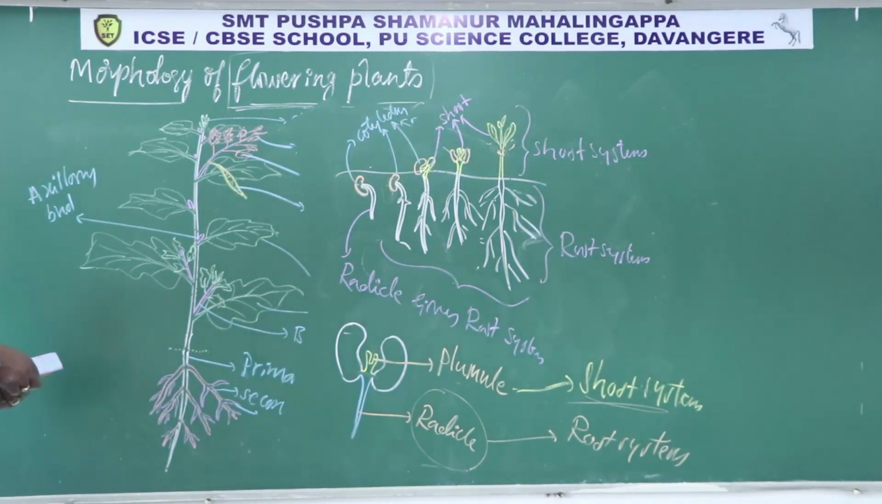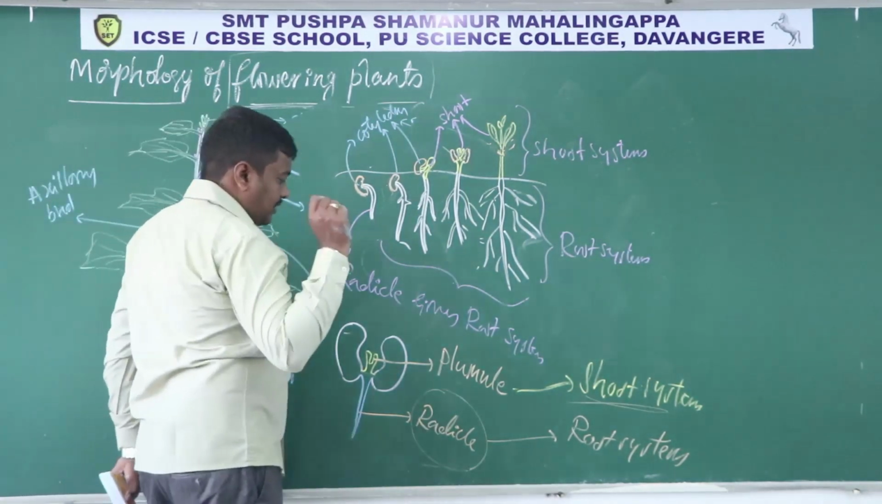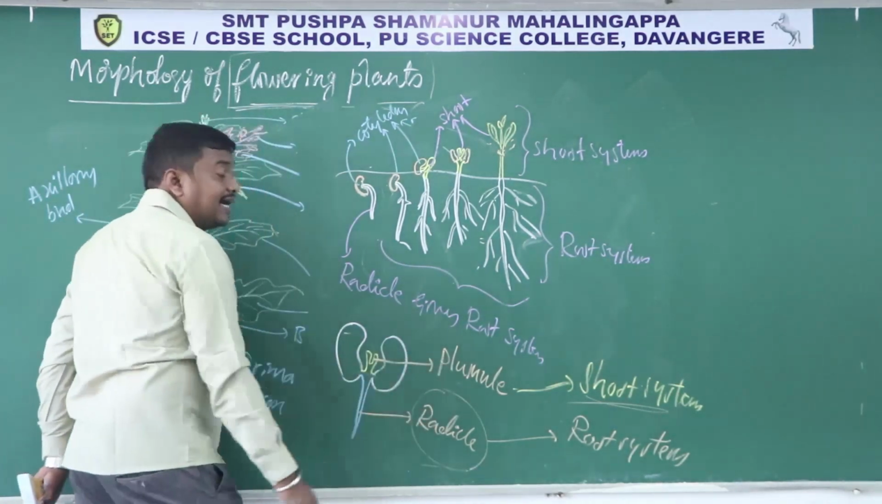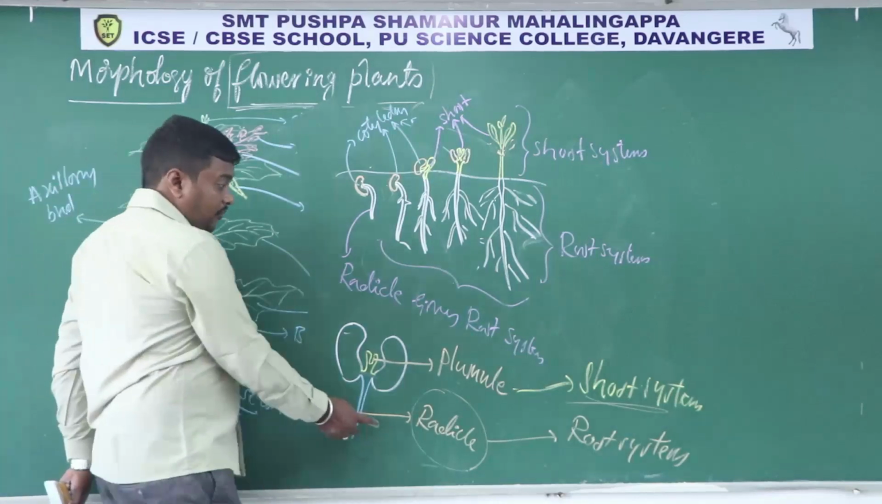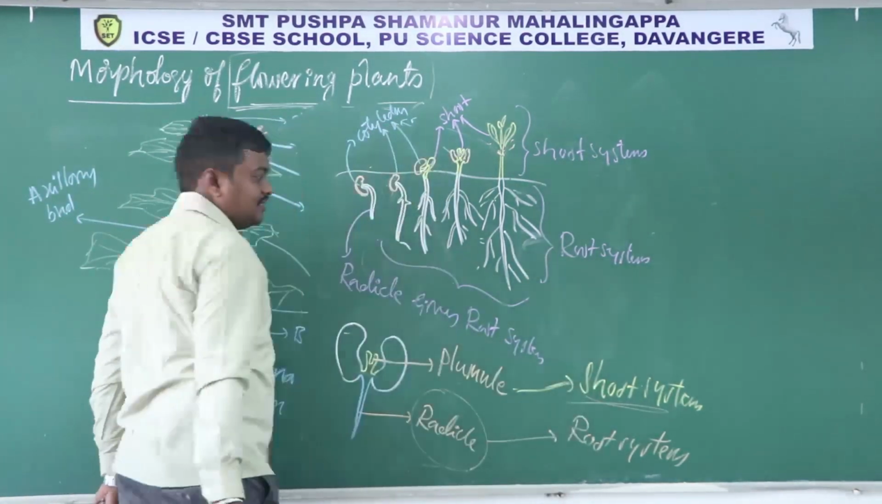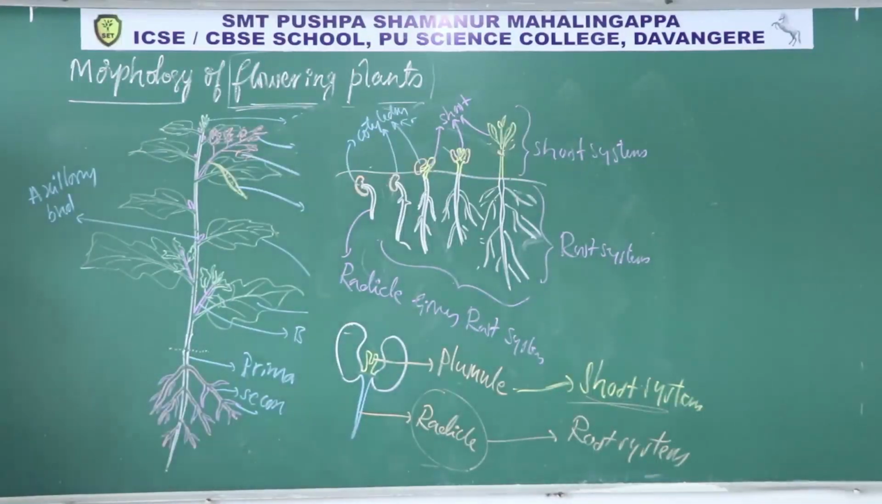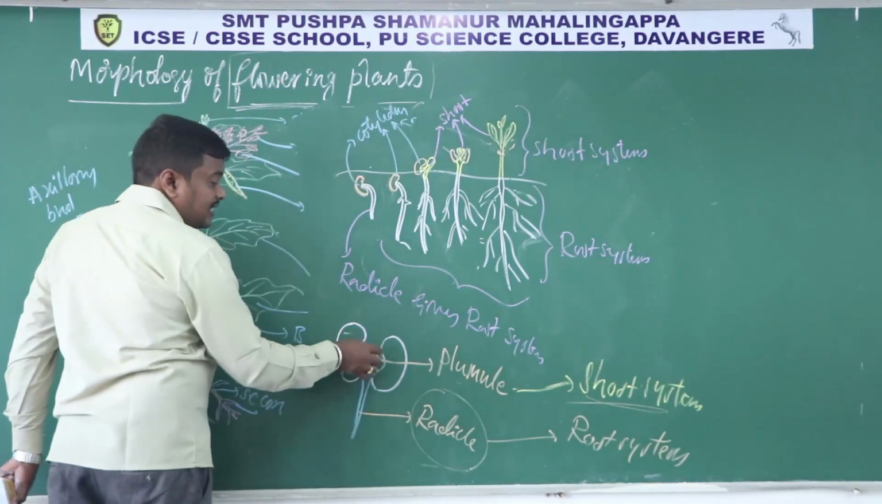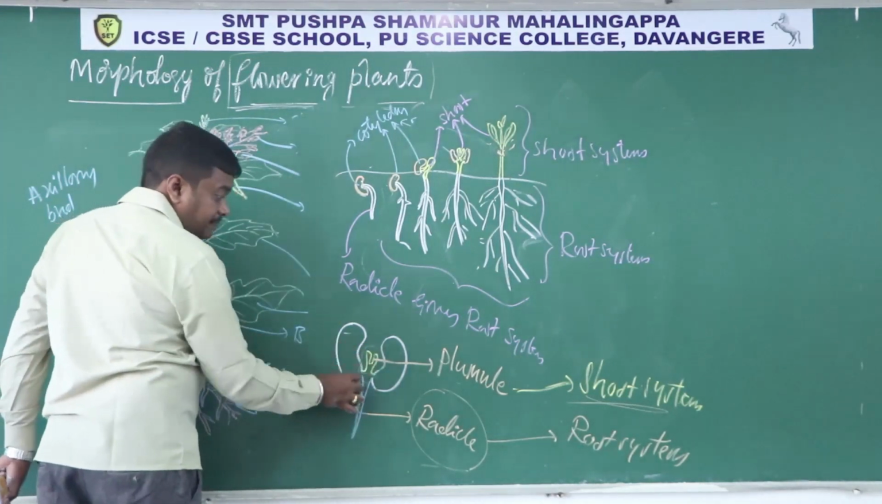So hope you understand, this embryo consists of two parts, plumule and radical. That radical produces the root system and the plumule produces the shoot system. This is the very basic thing you need to remember. Where are the radical and plumule? They are present inside the seed as an embryo.